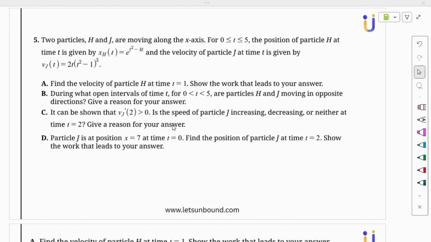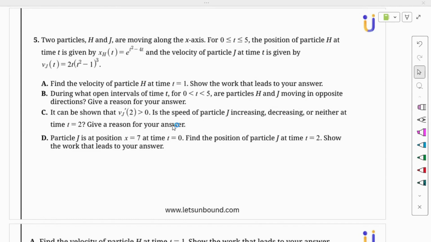Part B: during what open intervals of time for 0 to 5 are the particles H and J moving in opposite directions? Give a reason for your answer. So in this particular time interval, when they are moving in opposite directions, we need to analyze this.